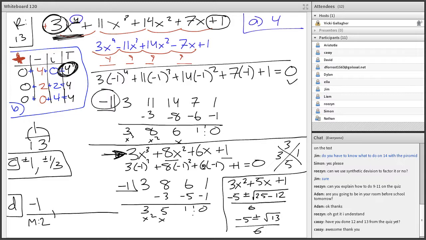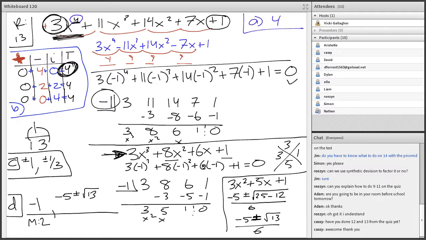Don't forget, you should try to factor tree the 13. See if you get any pairs of numbers. 13, unfortunately, well, fortunately, is prime. I can't factor tree it, and that means I'm actually done with this problem. And remember that this counts as two answers. One answer where it's -5 plus the square root of 13, and then the second answer would be where it's -5 minus the square root of 13.